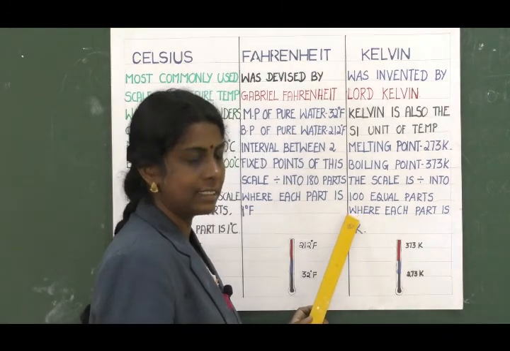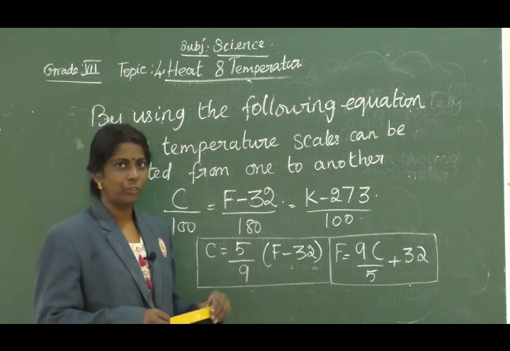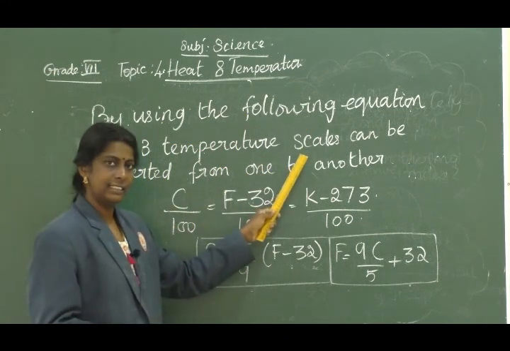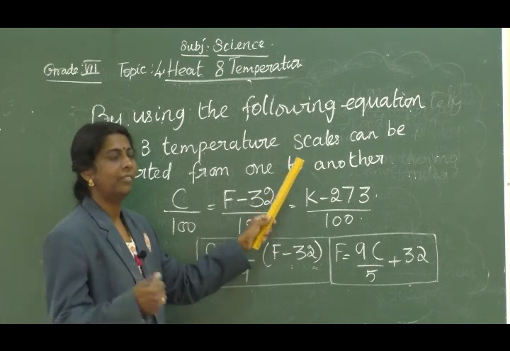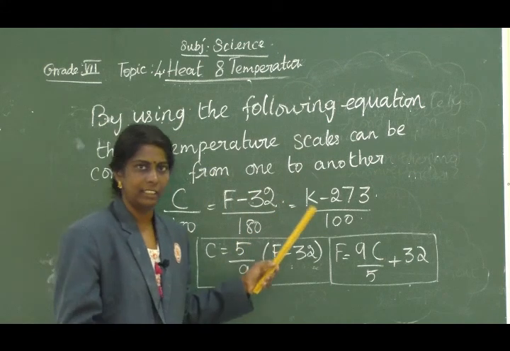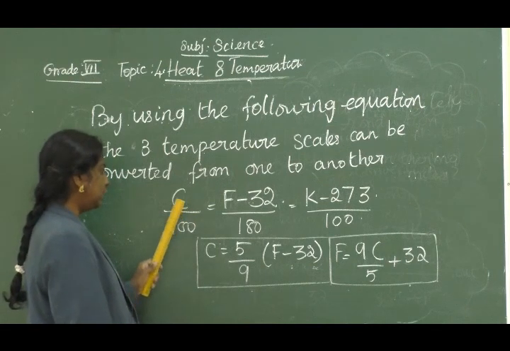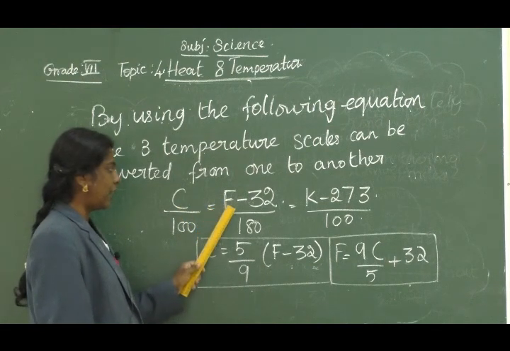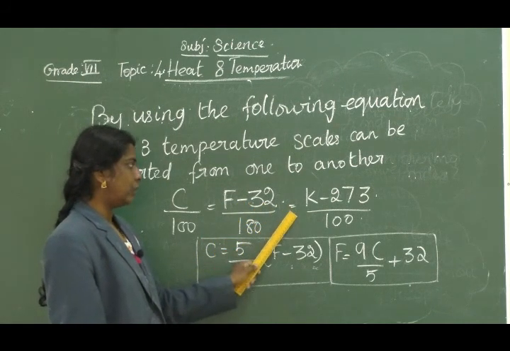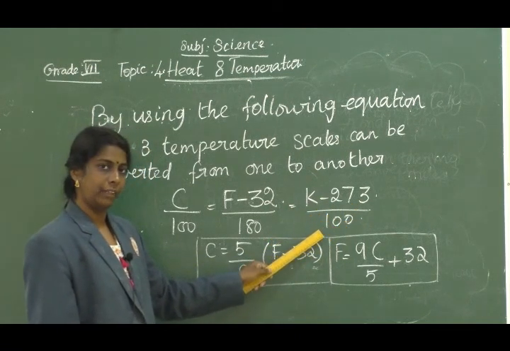Clear, children? Yes. Now children, let us learn about interconversion of units. By using the following equation, the three temperature scales, that is Celsius, Fahrenheit and Kelvin, can be converted from one to another. The equation is C divided by 100 is equal to (F minus 32) divided by 180, which is equal to (K minus 273) divided by 100.